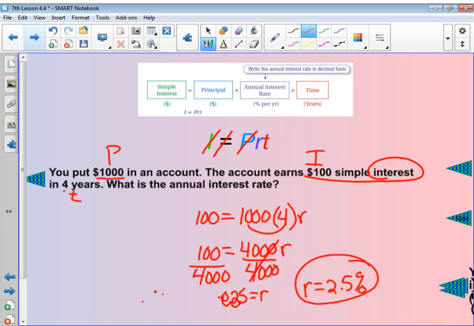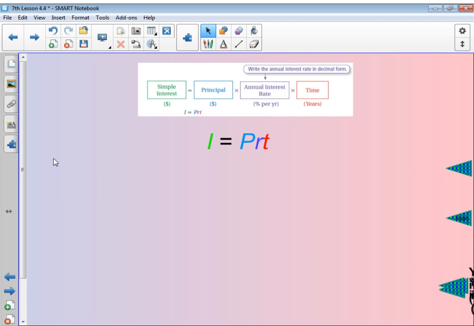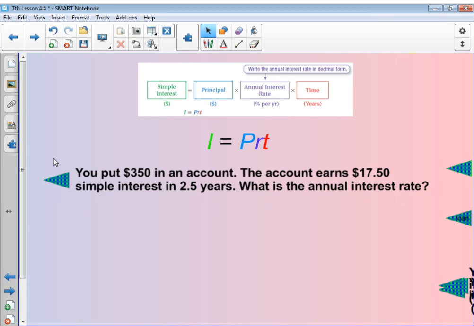Okay, so I want you guys to try one now independently. Okay, so this one you're going to go ahead, and the nice thing is on this one, they did give you years, so you'll use that decimal form. So go ahead and pause your video and write up this equation, substituting in for your I, that's the interest if they give you that. Your P is your principal, or how much money was in the account. Your R would be your rate, that's what you're solving for this time, and your T is your time. So pause your video and work through this equation.